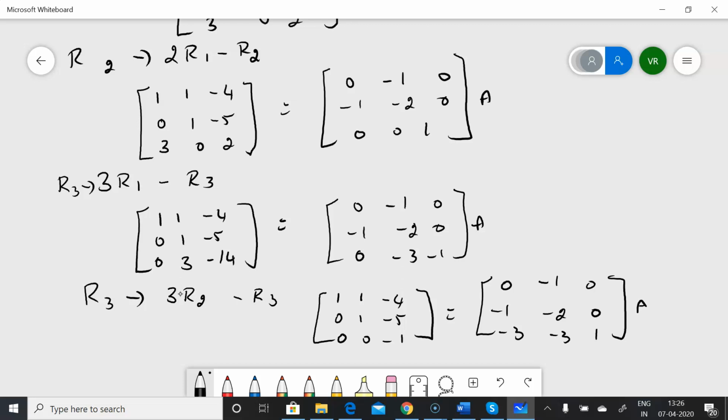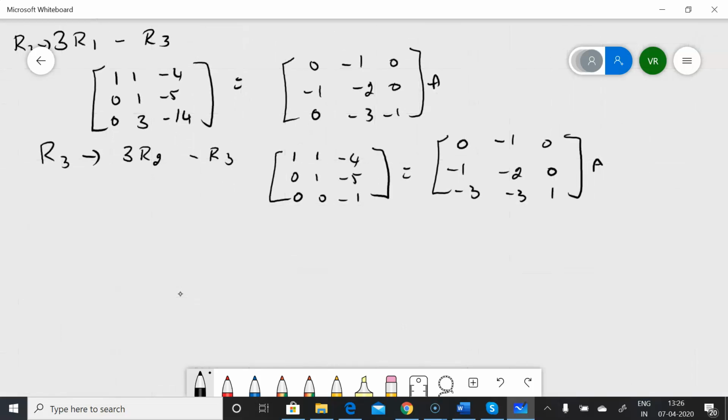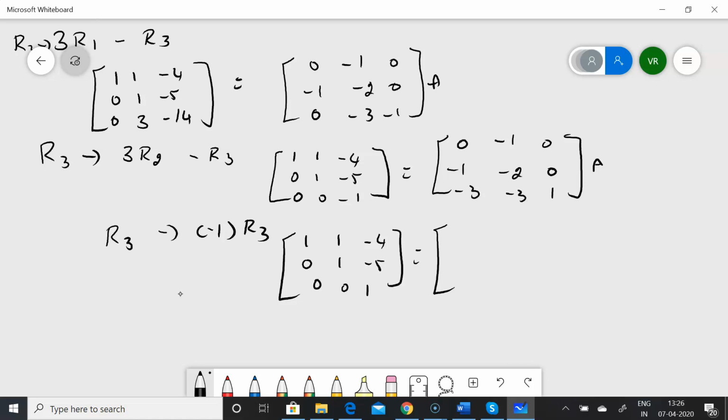Now let us take the negative symbol from the third row. So I can write R3 as minus 1 times R3. So that will give you 1, 1, minus 4, 0, 1, minus 5, 0, 0, 1, which is equal to 0, minus 1, 0, minus 1, minus 2, 0, 3, 3, minus 1 times A.